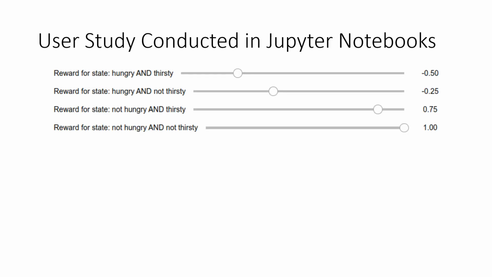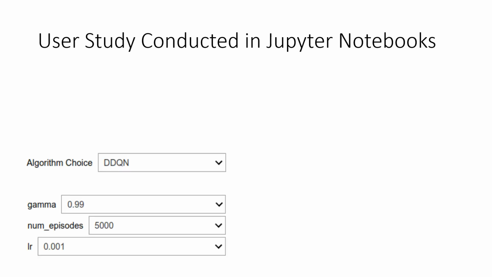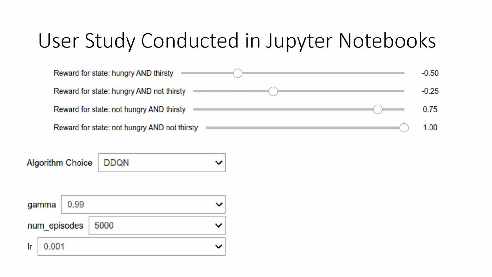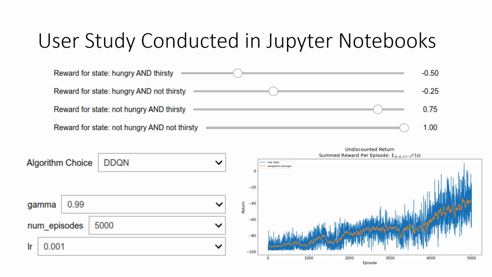Users were first tasked randomly, either with designing a reward function using sliders as shown here, allowing them to pick a value between -1 and 1 for each Boolean state combination, or with picking an algorithm and its associated hyperparameters. The algorithm choices were restricted to DDQN, PPO, or A2C. Though the order varied, every user ultimately designed a reward function, picked an algorithm, and selected a set of hyperparameters. They then trained an agent and evaluated its performance using a few different plots. One such plot consisted of the undiscounted return, which is computed with respect to their selected reward function.